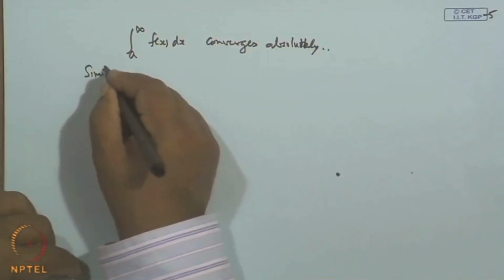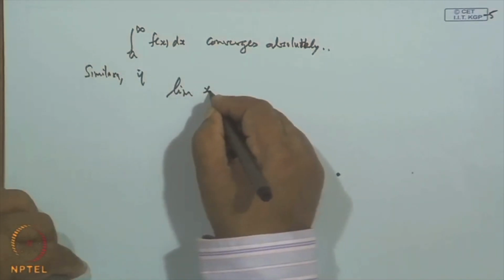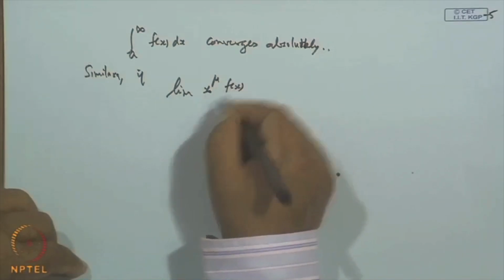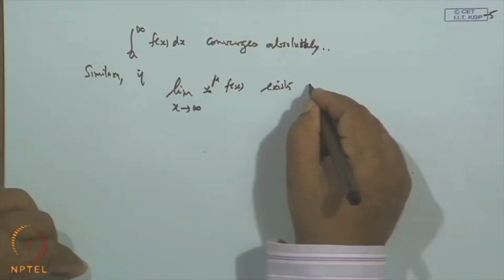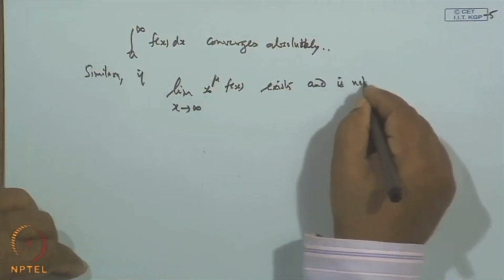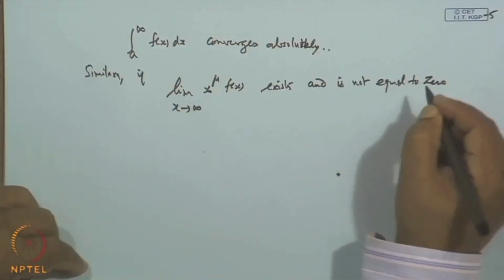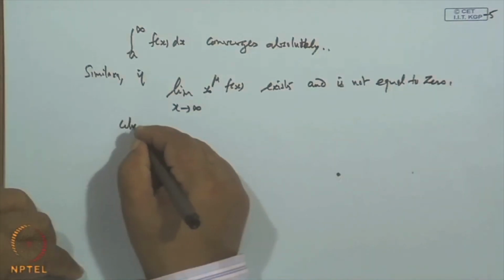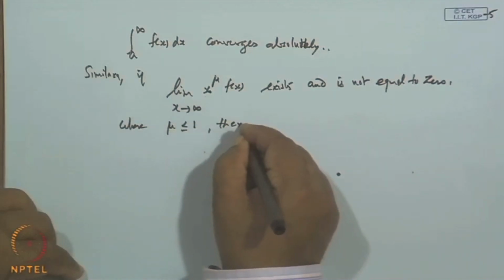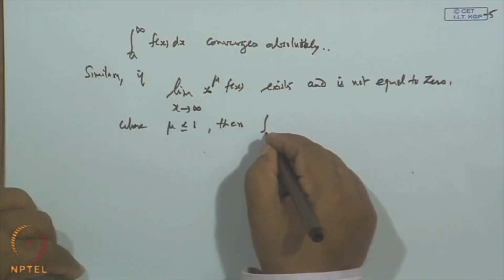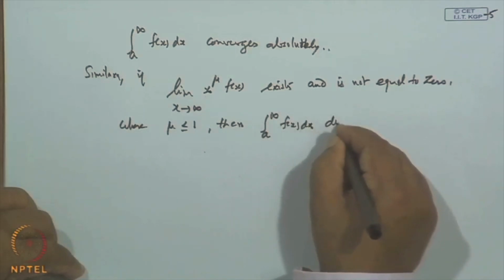Similarly, if the limit of x to the power mu times f(x) as x tends to infinity exists and is not equal to 0, different from 0, where mu is less than or equal to 1, then the integral from a to infinity of f(x) dx diverges.